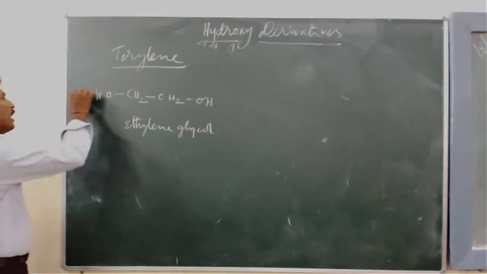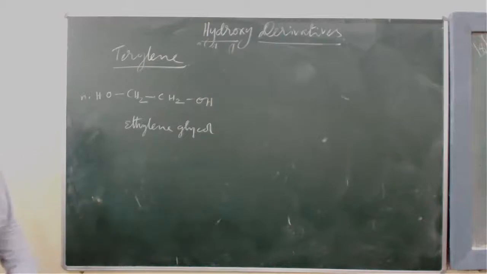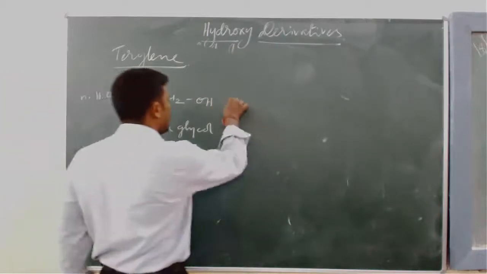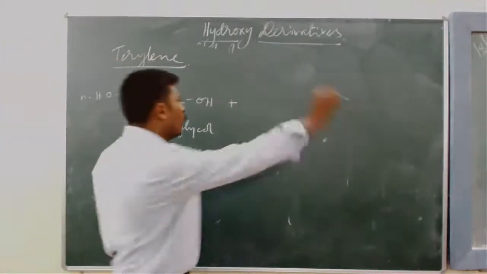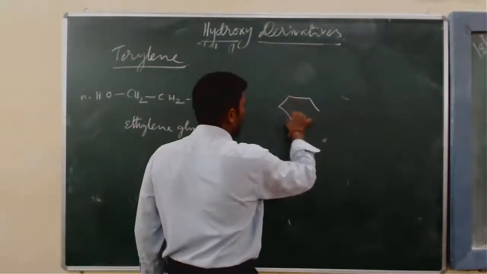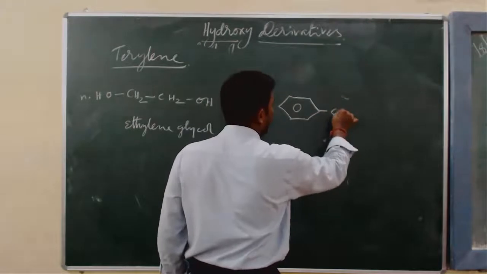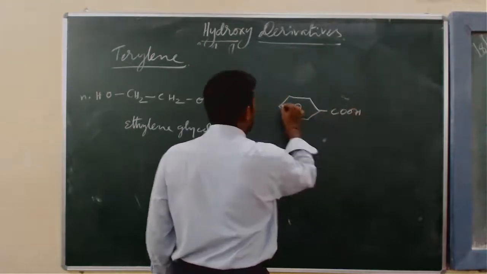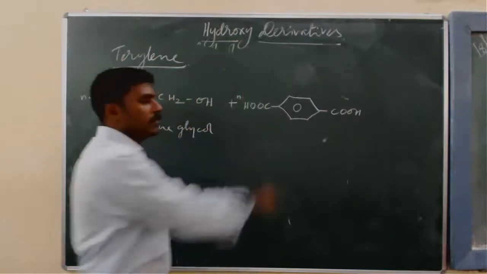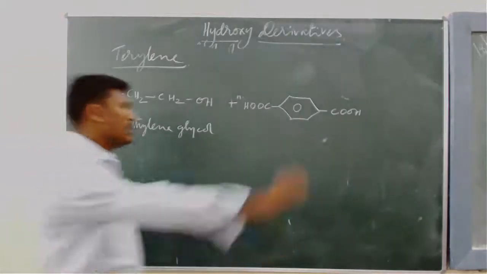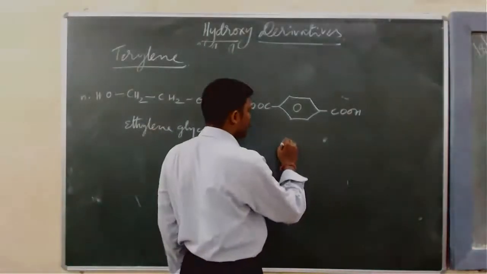These are polymerization reactions, so you have to add n, the number of times. Ethylene glycol reacts with terephthalic acid. Terephthalic acid means one benzene ring containing two carboxylic acid COOH groups. This is also n times. It is named terephthalic acid.